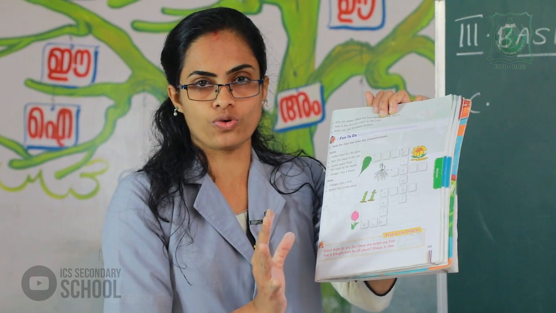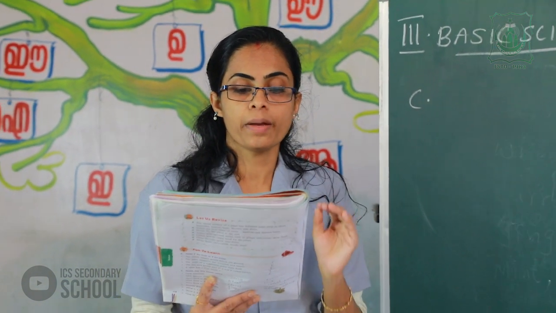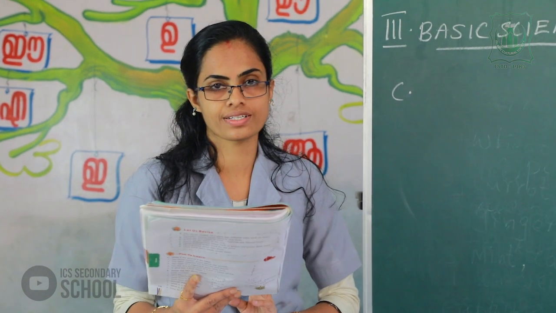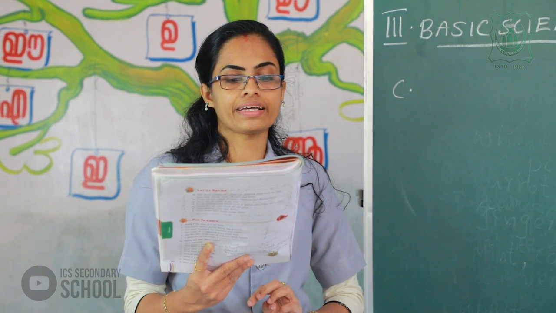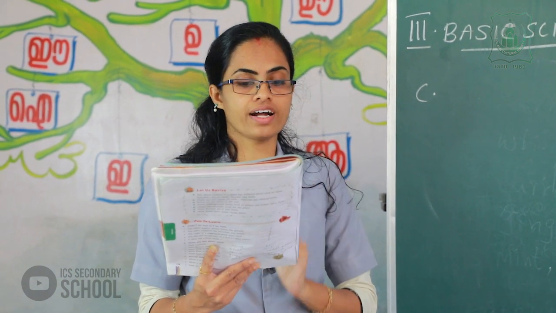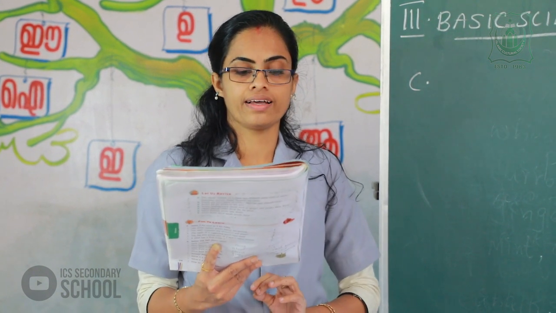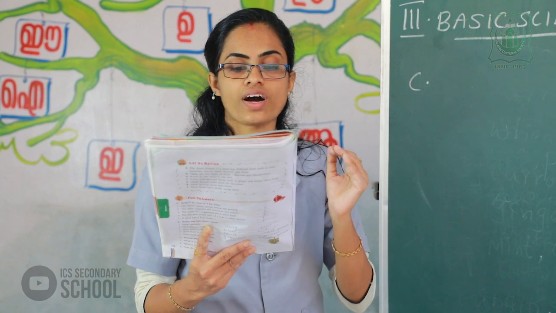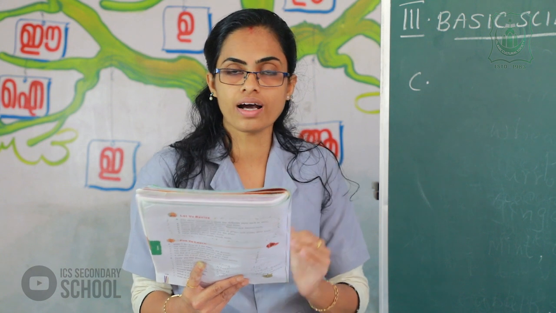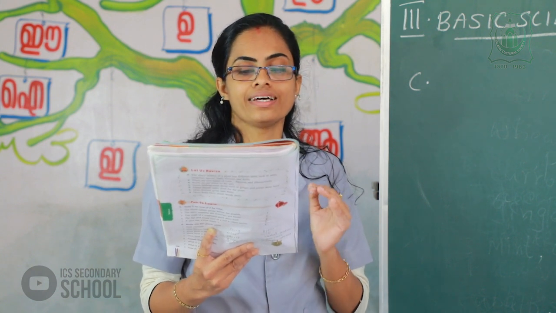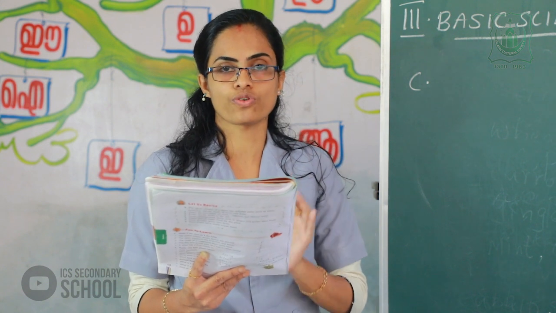First I read these clues. Across, the first one: makes food for the plant. The third one: fixes the plant in the soil. The fourth one: carries water from the roots to the leaves. The fifth one: changes into a flower. These are the across.